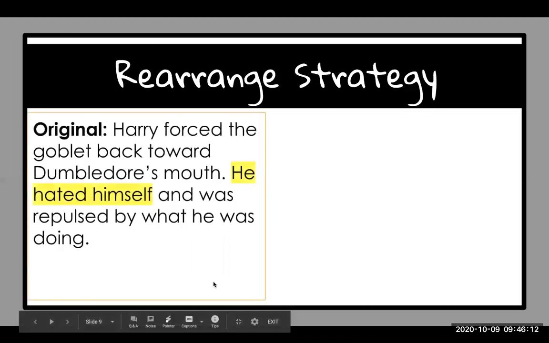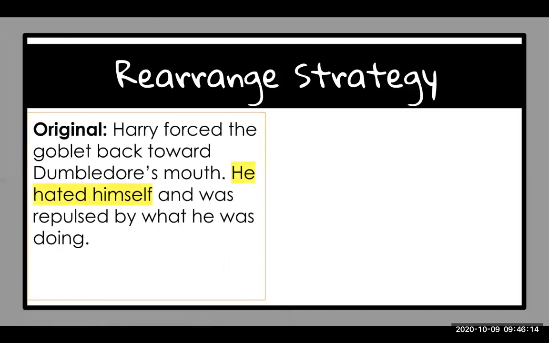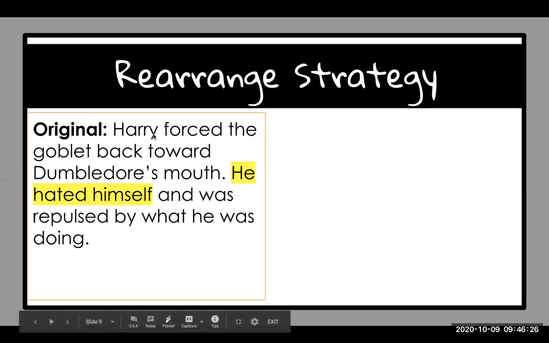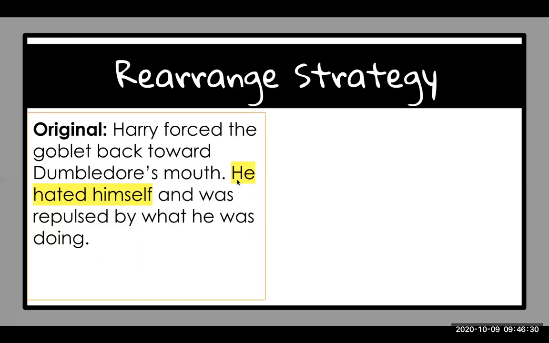The original passage says, "Harry forced the goblet back toward Dumbledore's mouth. He hated himself and was repulsed by what he was doing." The problem that I see with this passage is that there are two characters in the passage, and we can't really be sure who "he" is referring to. We need to make it more effective and clearer for our audience by moving this, "he hated himself," closer to the character we're referring to.